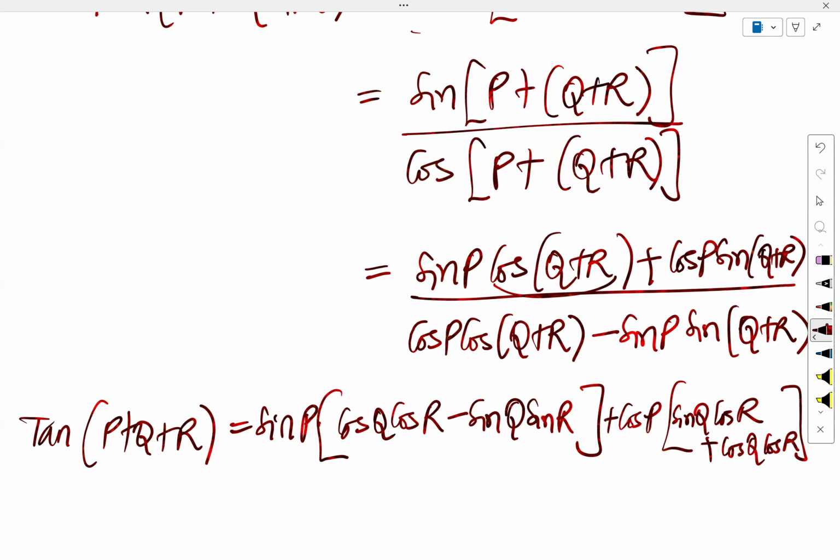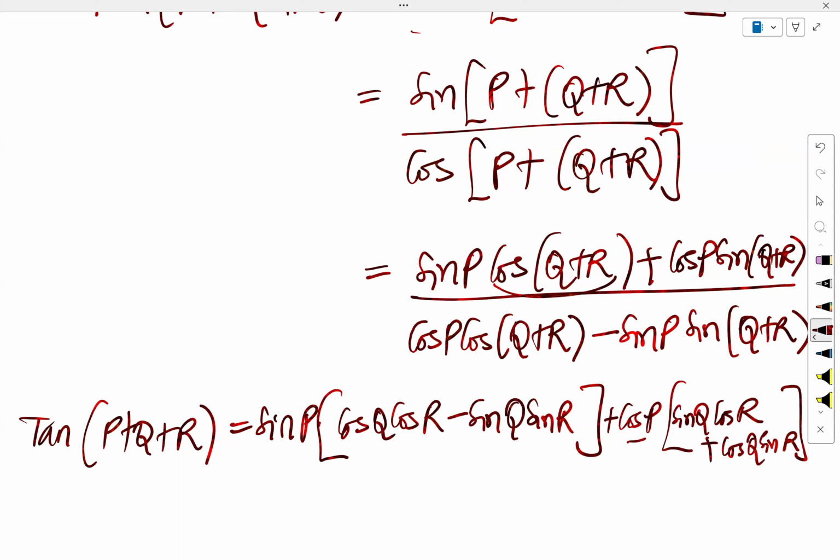So cos P is out here already. But sine(Q+R) is sine Q cos R plus cos Q sine R. I think I got that wrong earlier. It's looking a bit messy. So this is cos Q cos R minus sine Q sine R. Here it's sine Q cos R plus cos Q sine R. Okay, so that's for the top.